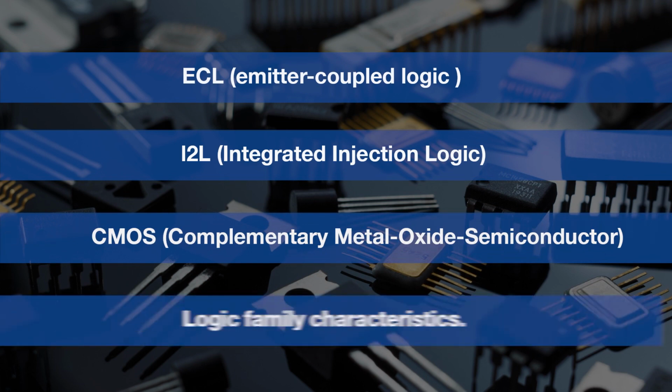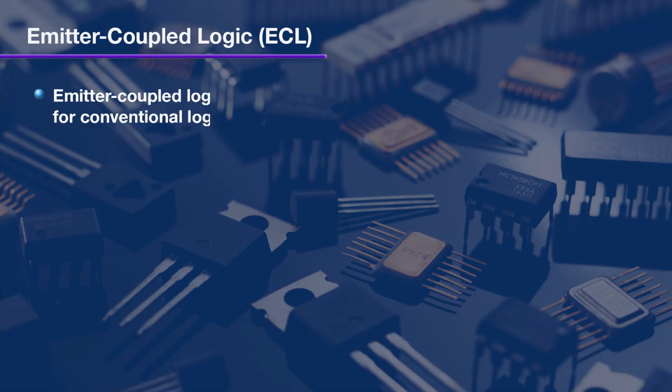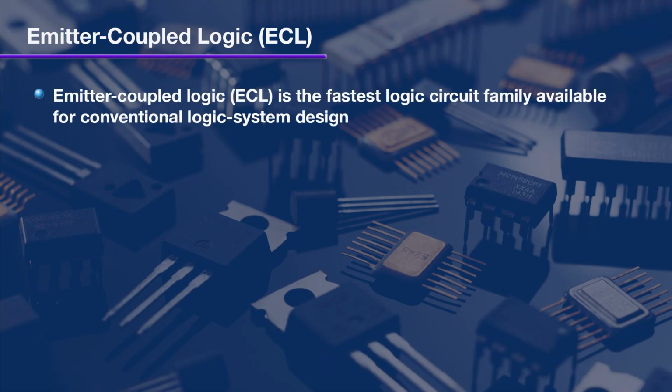Welcome to today's discussion of ECL, Emitter Coupled Logic, I2L, Integrated Injection Logic, and CMOS, Complementary Metal Oxide Semiconductor Logic Family Characteristics. A digital circuit composed of bipolar transistors is known for very fast switching speeds. I2L means I squared logic. Emitter coupled logic ECL is the fastest logic circuit family available for conventional logic system design.